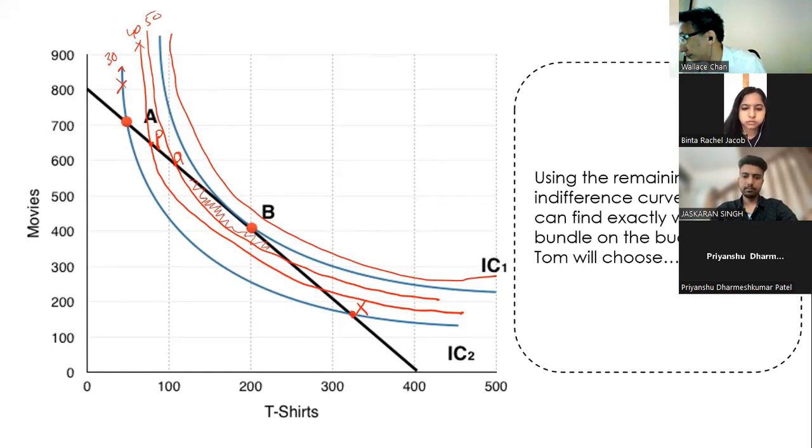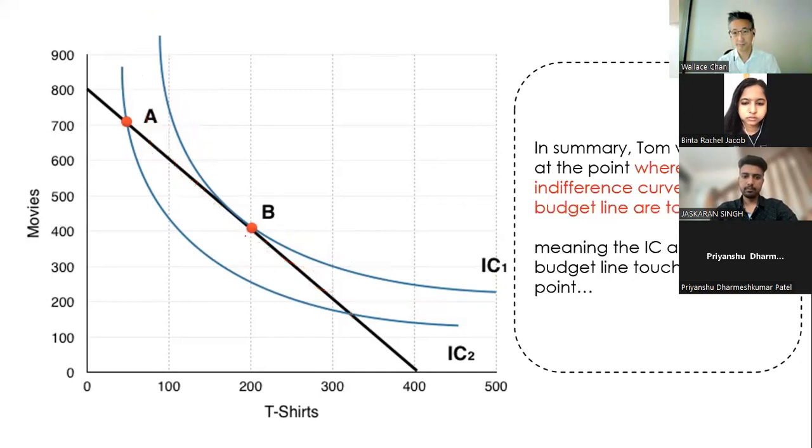So Tom is going to pick this specific bundle B. Now, the technical name for this solution is that the solution B happens where the indifference curve and the budget line are tangent. Tangency is a geometric concept where two objects touch each other at just a single point. And it turns out it's at this indifference curve, which is tangent to the budget line, that Tom will find the solution to his utility maximization problem.